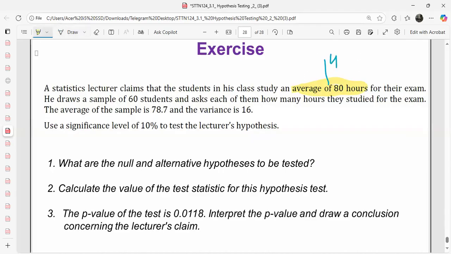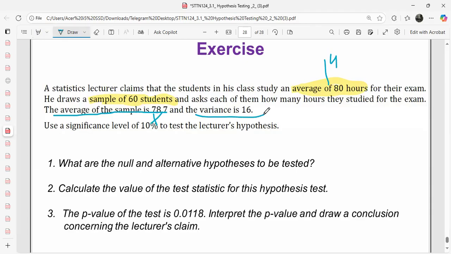He draws a sample of 60. So can you see now, n is greater or equal to 30? Therefore, what are you going to do? You're going to use Z, because n is greater or equal to 30, you're dealing with a large sample. He asks each of them how many hours they studied for the exam. The average of the sample will be the sample mean, the X bar here.